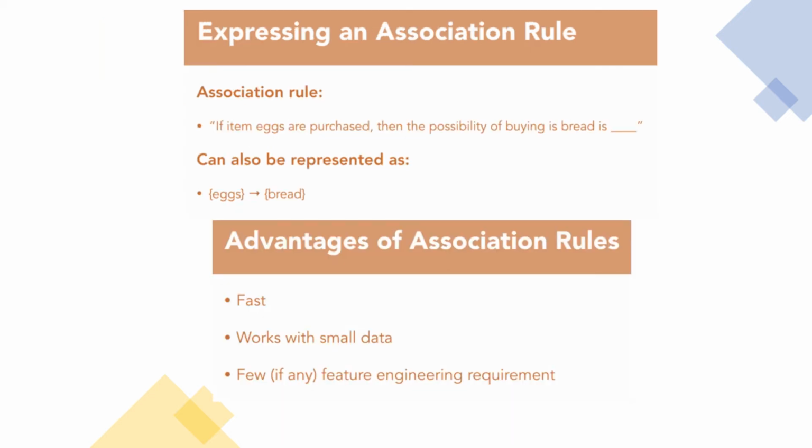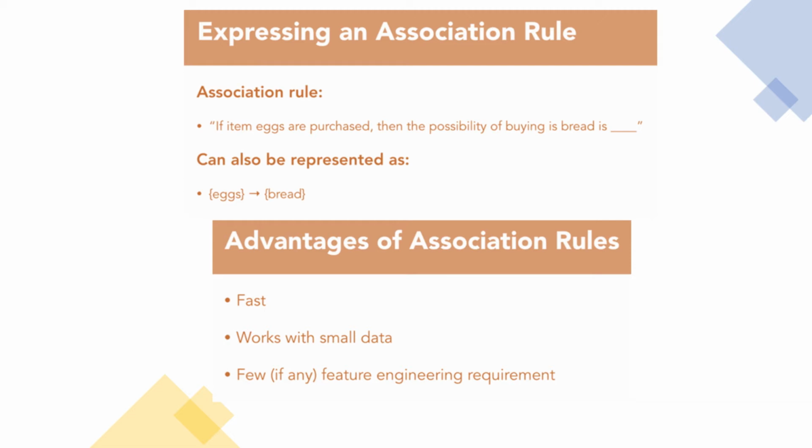Now that you have an understanding of what association rules are and how they are used to generate business value, let's take a look at how to express these as an association rule. For example, if item X is purchased, then the possibility of buying bread is. Association rules offer several advantages. Those include it's a relatively fast method, it works well on small quantities of data, and it doesn't require much feature engineering.